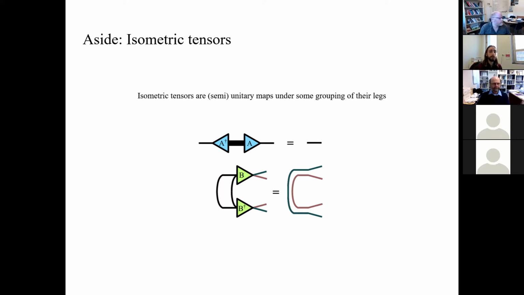Before I get to entanglement, I'd like to explain isometric tensors. So isometries are length-preserving maps under some grouping of their legs. I represent them as triangles pointing from their larger dimensions to their smaller dimensions. But the dimensions can be equal, in which case these are unitary maps. Isometries are invertible just by contracting their conjugate along their long edge. So here, contracting A dagger with A just gives you the identity.